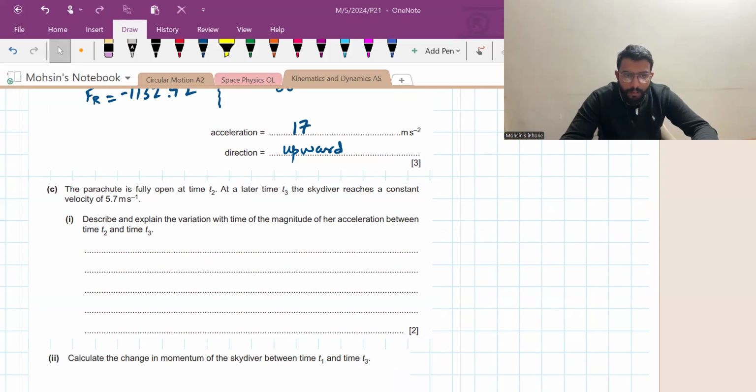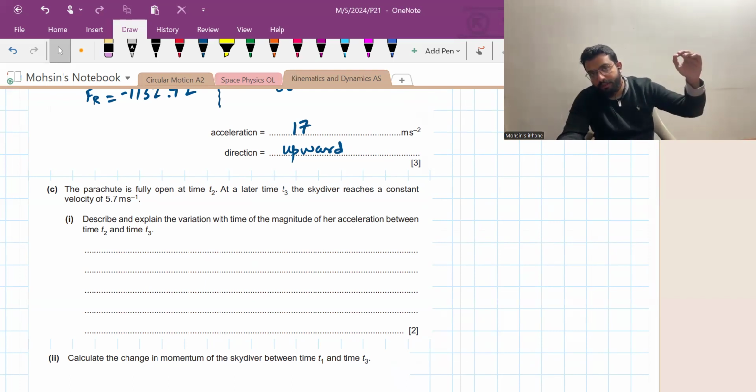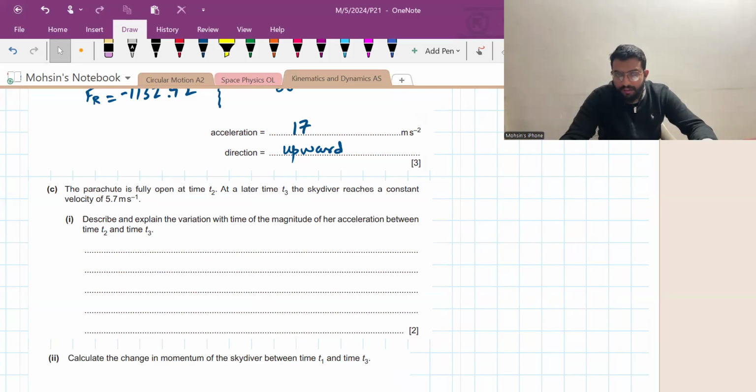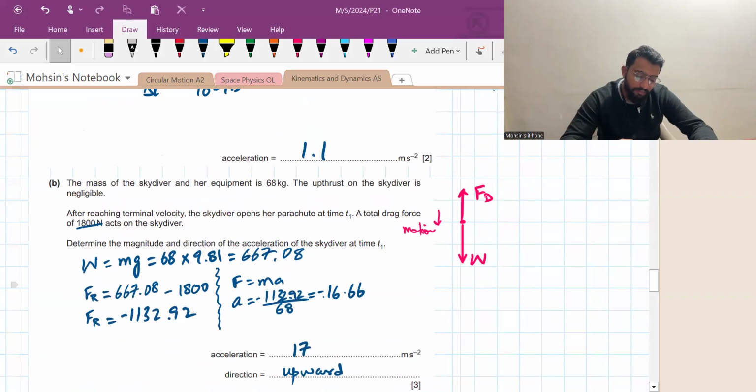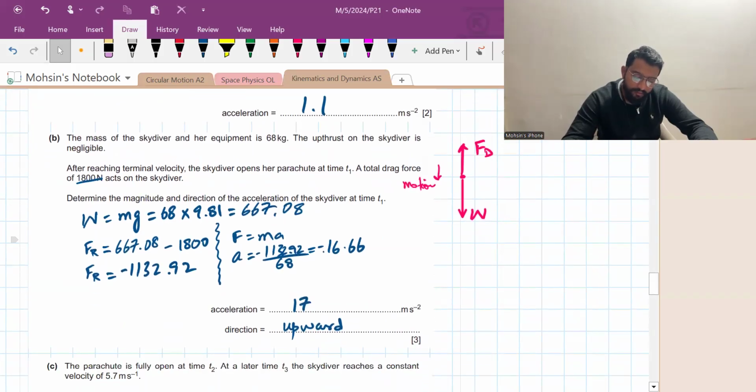We know, because the resultant force that we have calculated was negative, and the negative acceleration shows us the deceleration. It means the speed of the skydiver is decreasing. If the speed is decreasing, it means the air resistance is also decreasing, because the air resistance, the drag force, increases with the increase in speed. If the speed is decreasing, it means the drag force is also decreasing. If the drag force is decreasing, it means a smaller number will be subtracted from the weight.